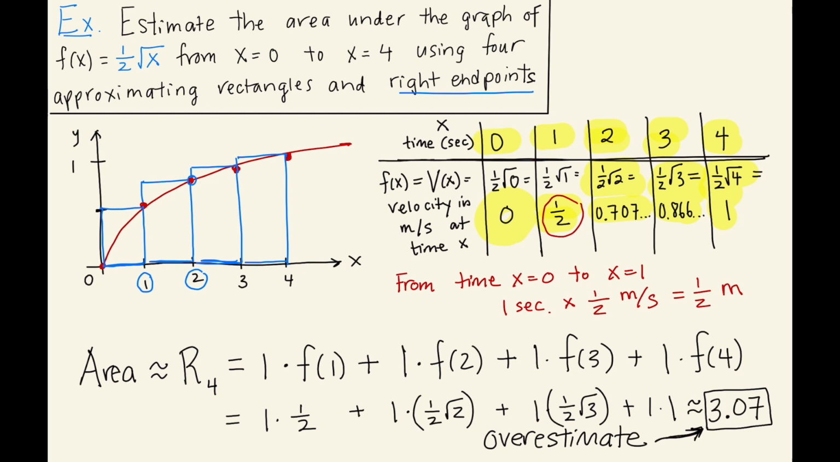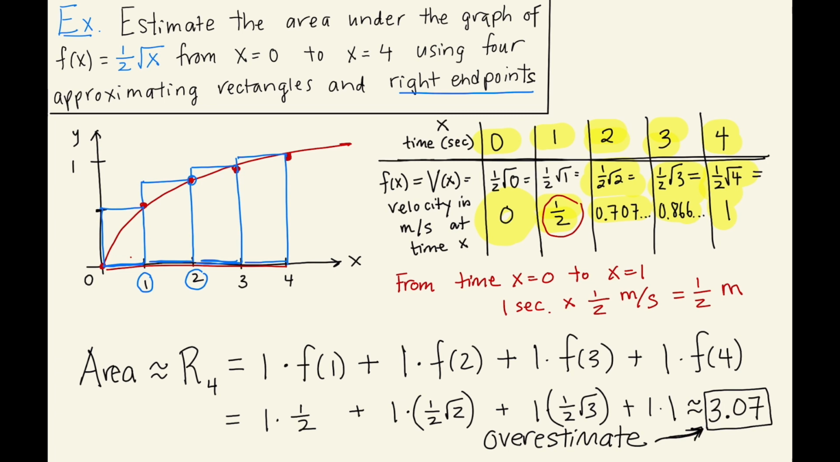And in fact, I can do that over the whole time interval. So in other words, if I wanted to estimate how far this object traveled over the time interval from x equals 0 to x equals 4, I can add up the areas of the rectangles to get estimates for how far the particle or the object traveled over the whole time interval from 0 to 4.